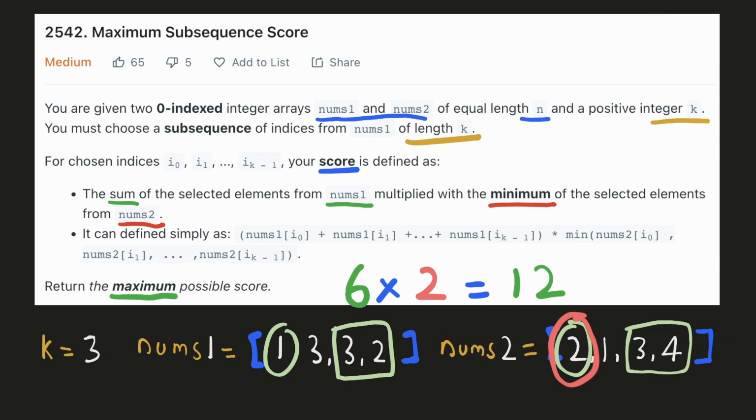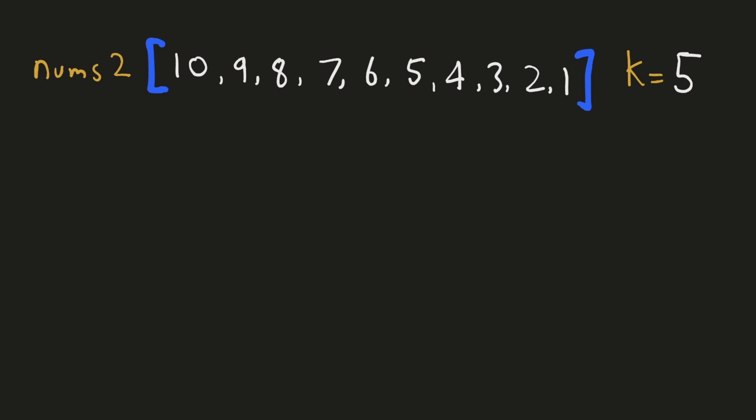Let's try to come up with an intuitive solution for this. Let's just focus on the second array and try to understand what are some possible values for the minimum of a subsequence of length 5. As we have to take the minimum of the subsequence, let's note down the numbers in descending order for better visualization. Let's check if 7 can be the minimum of a subsequence of length 5.